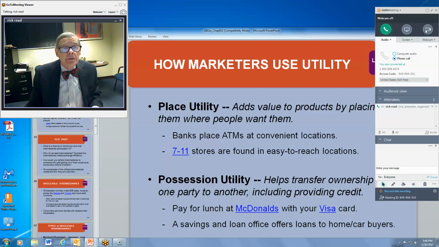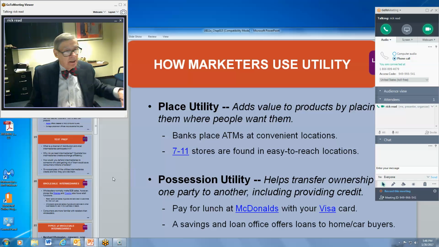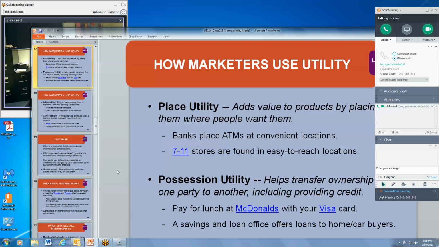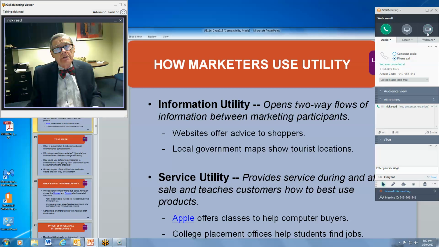Place, where you want it. Possession, you can do this. They use a thing here about McDonald's, and you can use your credit card now, etc. So that gives you some kind of idea of other additional convenience, something you could not do if you were dealing with the manufacturer.